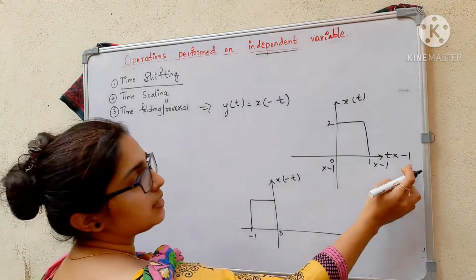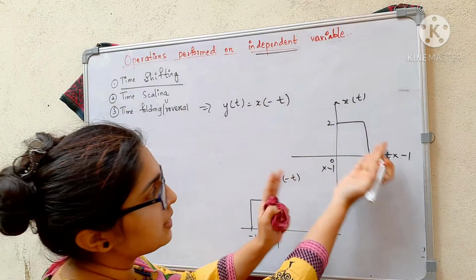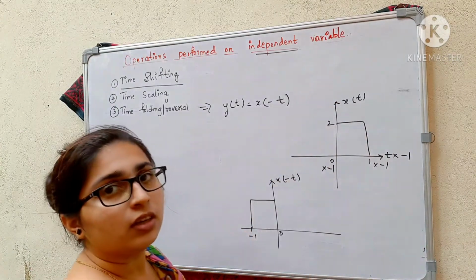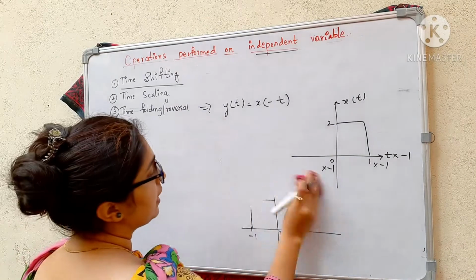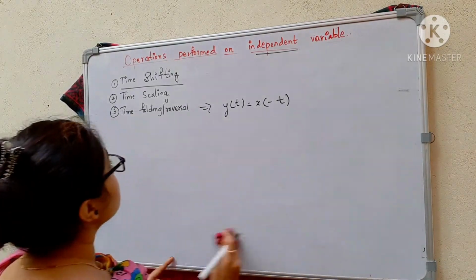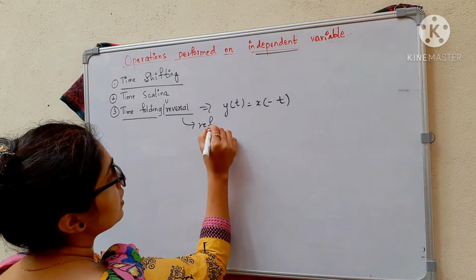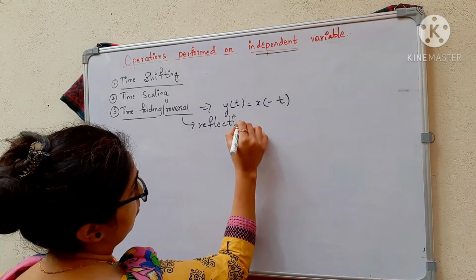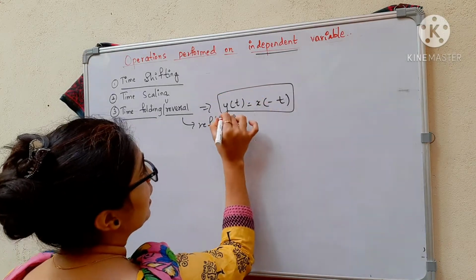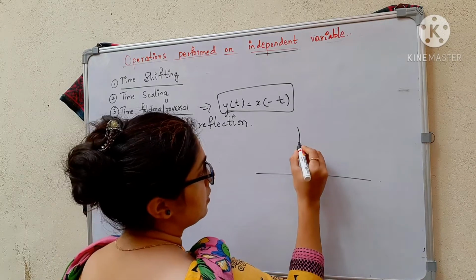To get minus t, about the amplitude axis, you are going to get the reflection. That is x of minus t. It is also known as time folding, reversal. It's also called reflection. Y of t is equal to x of minus t. So another example I can consider.